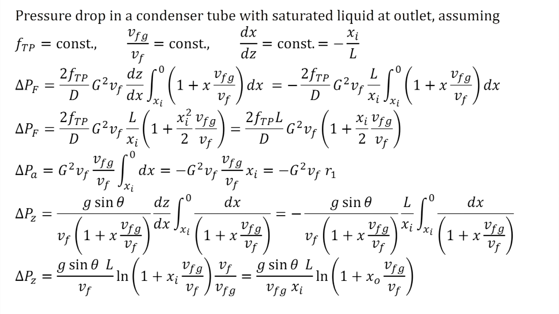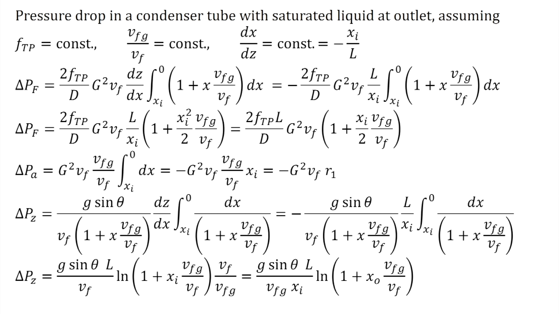The pressure gradient due to acceleration is also similar to the case of evaporator, except that in this case the quality gradient is negative. So, therefore, we get a minus sign and we get g square Vf Vfg by Vf Xi.